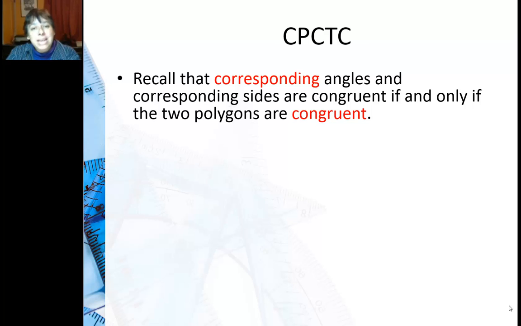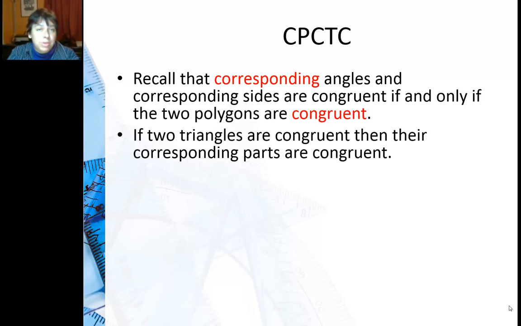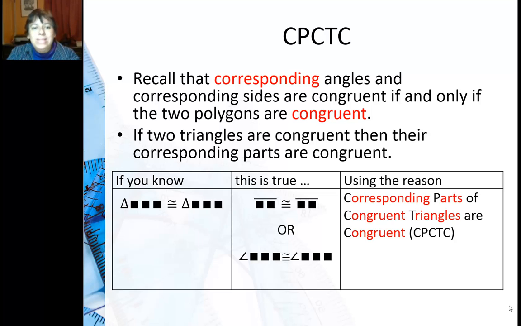Well, at the beginning of this unit, we said that corresponding angles and sides are congruent if and only if the two polygons are congruent. So the converse, switching that, means that if the polygons are congruent, or in this case triangles, then their corresponding parts are congruent. What does that look like?